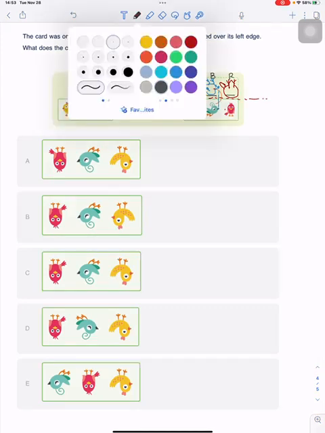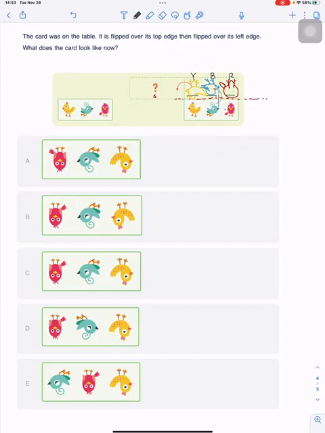After we figure out the first flip, let's now look at the second flip over its left side. So here, first, let's think about the order of the colors. On the very right here, what should be the color? Yellow, right? Yellow, then blue, and red on the very left. So after we make sure of that, look at our choices. Which one can we eliminate right away? We can eliminate choice E, right? Because the order of the colors is not correct.